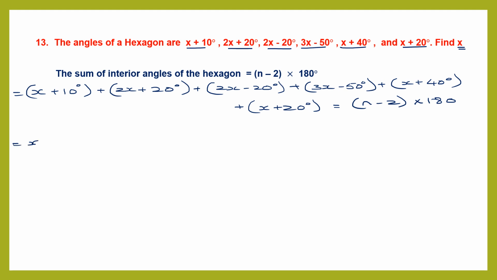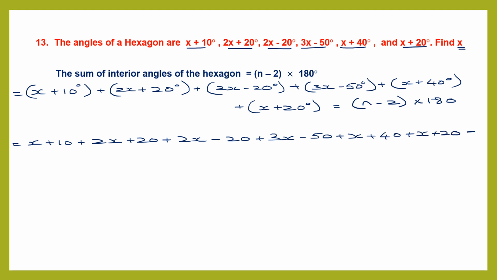That is x plus 10 plus 2x plus 20 plus 2x minus 20. I'm just removing the brackets and writing everything as it is. 3x minus 50 plus x plus 40 plus x plus 20. All this is equal to n minus 2 into 180 degrees. Now let's put the degree symbol for everything, all these numbers. Okay, so we have put the degree symbol.